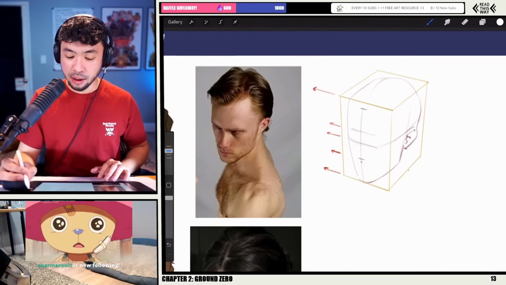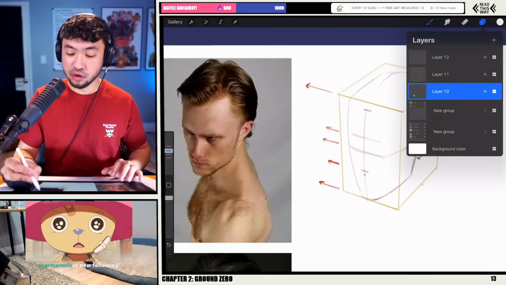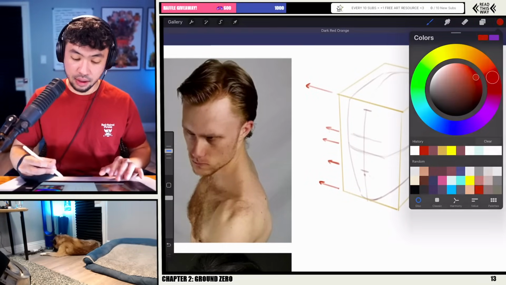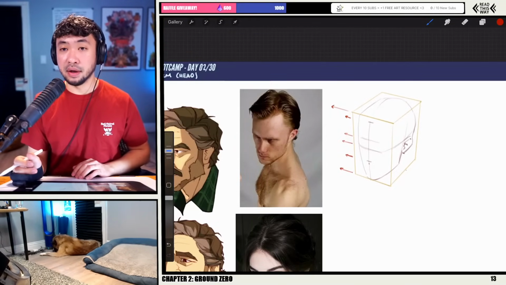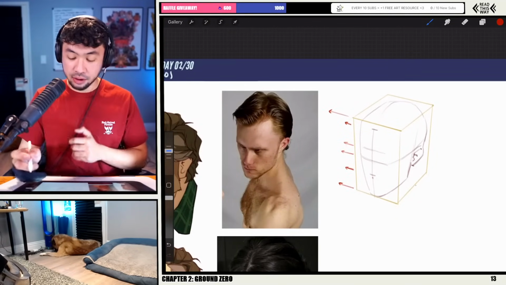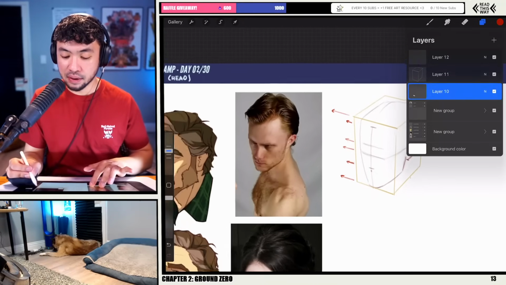But anyways, let's go back here, and I'm just laying out some of the general perspective that we have right here. Okay, so you can kind of see how the perspective there is important. But now let's go in here and actually start drawing out the face.